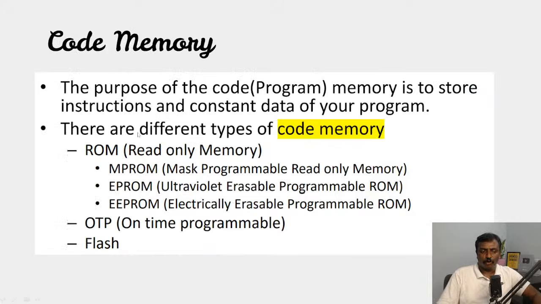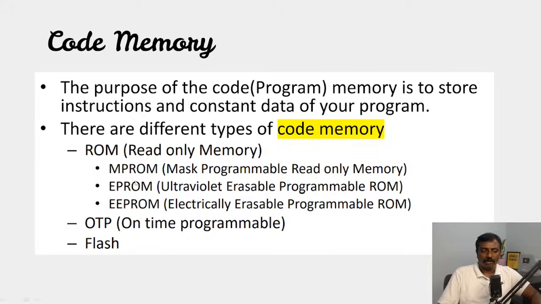Coming to the code memory, you have mask programmable. It is non-volatile. The code memory is non-volatile. The data memory is volatile. The data will go off once you reset the processor or once the power is switched off. Whereas with the non-volatile code memory, the program will be retained even when you power off.